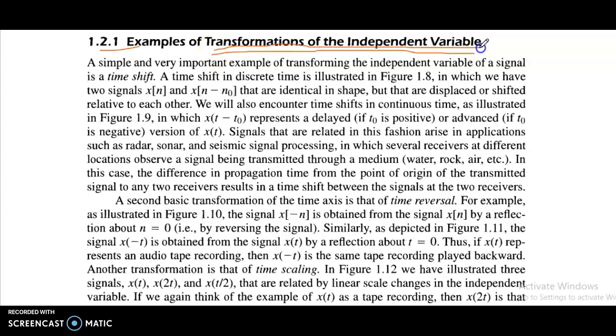Transformations of the independent variable. The resulting transformation of x of t into y of t is hence called an affine transformation on the independent variable. All such transformations can be decomposed into just three fundamental types of signal transformations on the independent variable: time shifting, time scaling, and time reversal.